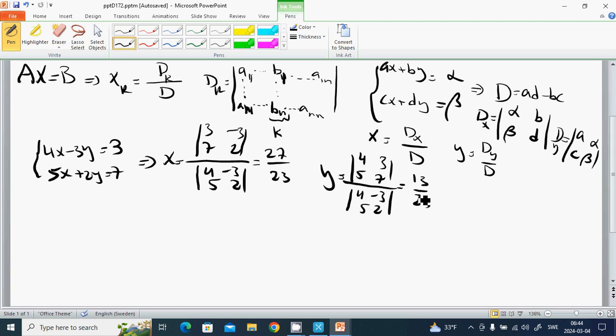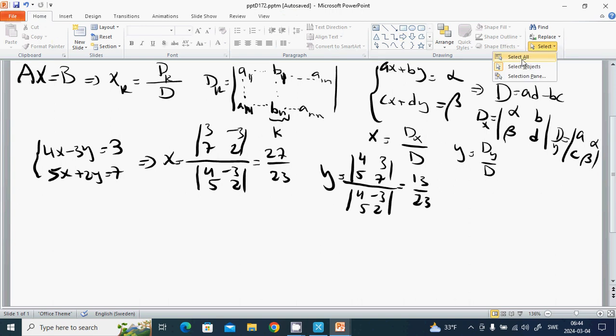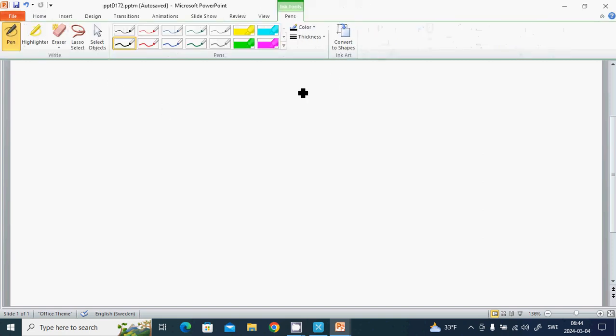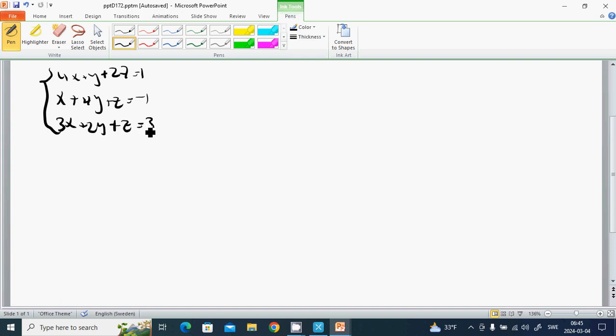And the elimination method. If we go through an example to get a correct picture of this method, we have 4x plus y plus 2z equals 1, x plus 4y plus z equals minus 1, 3x plus 2y plus z equals 3.